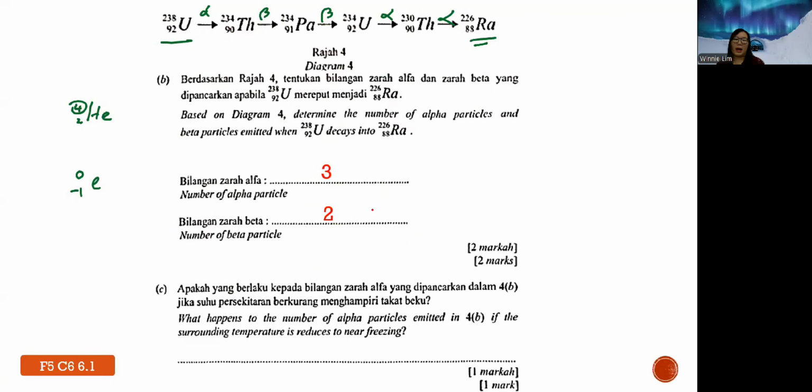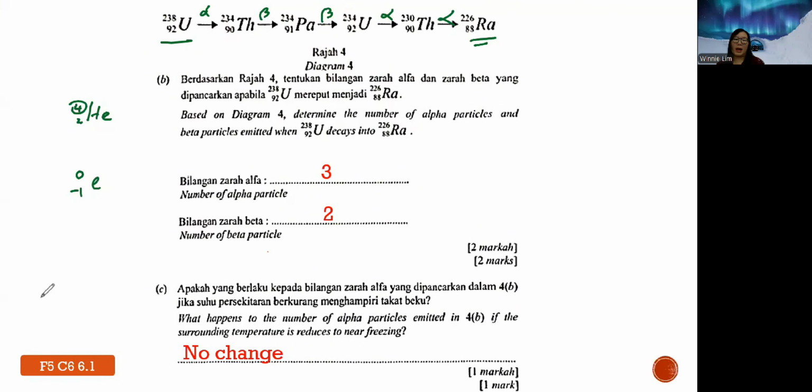Now, what happens to the number of alpha particles emitted if the surrounding temperature is reduced to near freezing? For your information, radioactivity is not influenced by temperature or pressure. So generally, there will be no change in the value. Okay, so we will proceed to the next part.